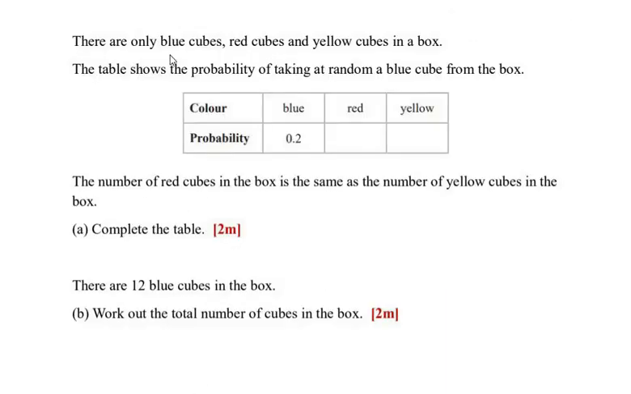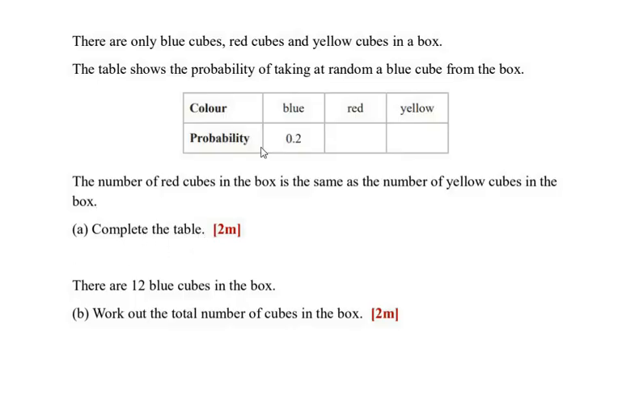There are only blue cubes, red cubes and yellow cubes in a box. The table shows the probability of taking at random a blue cube from the box. The number of red cubes in the box is the same as the number of yellow cubes in the box. So the first sub-question is: complete the table.